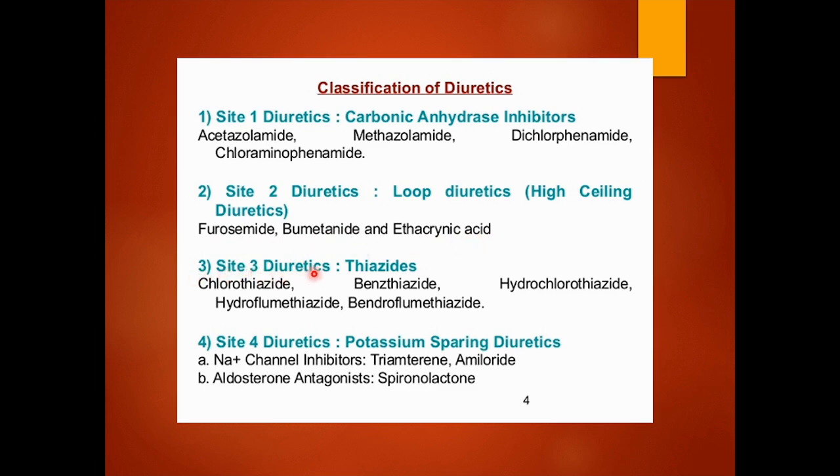Site 3 diuretics are thiazides. Examples: chlorothiazide, benzthiazide, hydrochlorothiazide, hydroflumethiazide, bendroflumethiazide. And site 4 diuretics are potassium sparing diuretics. Under this category we have two subtypes: sodium channel inhibitors, examples triamterene, amiloride, and aldosterone antagonists, example spironolactone.